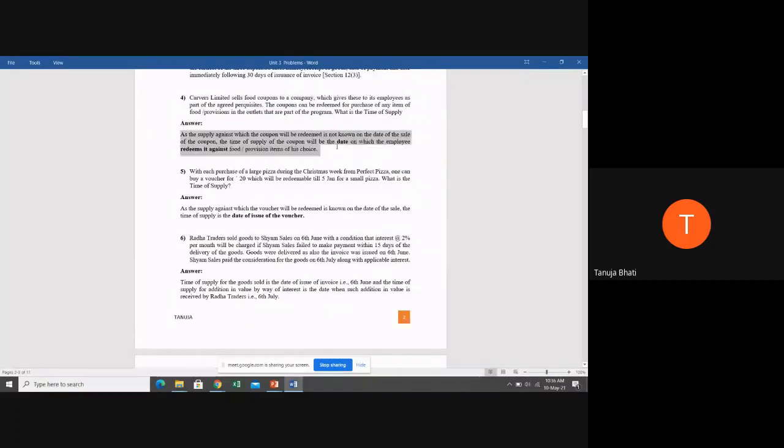As the supply against which the coupon will be redeemed is not known on the date of sale of the coupon, therefore the time of supply of the coupon will be the date on which the employee redeems it against the food or provision items of his choice. So did everyone understand problem number 4?